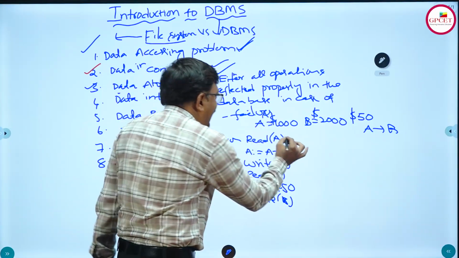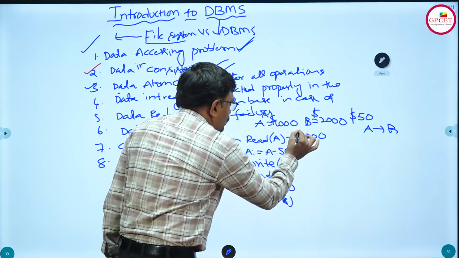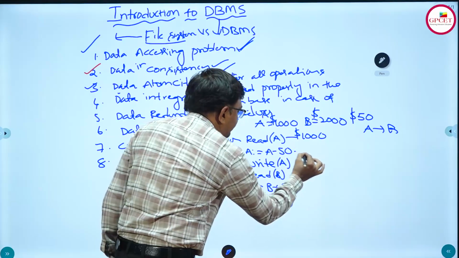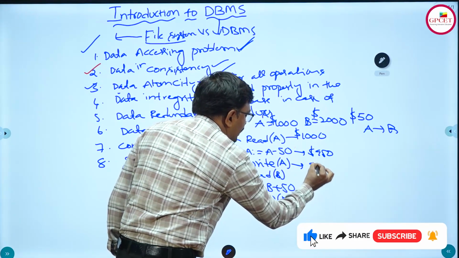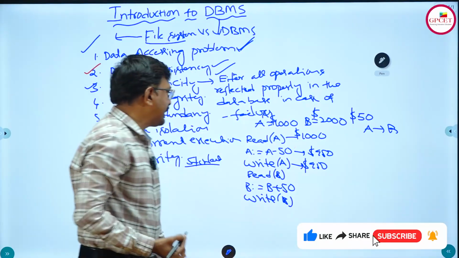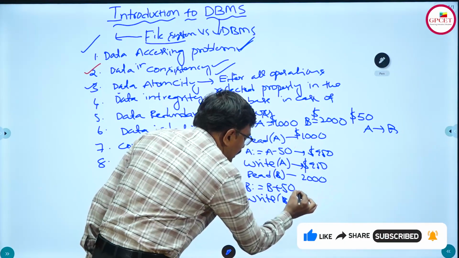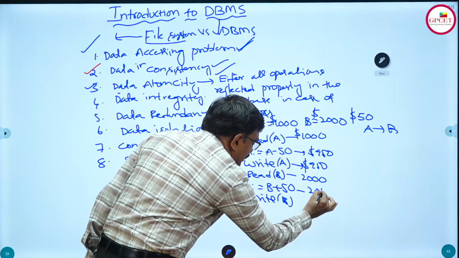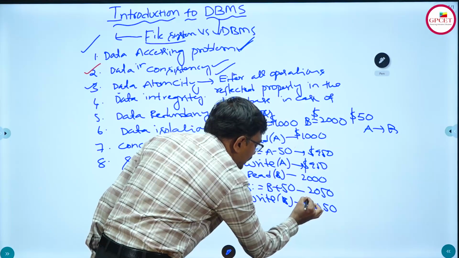What does account A have? A is $1,000. A equals A minus 50, that is $950. Write A is also $950. Clear? Then read B: B is $2,000. B equals B plus 50, that is $2,050. Write B is $2,050.